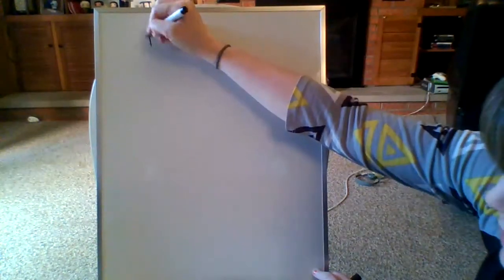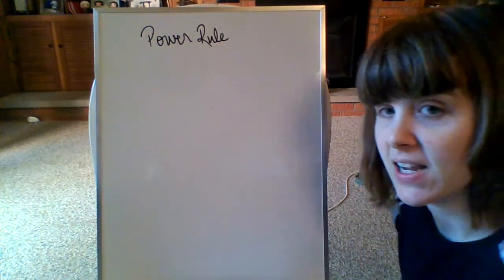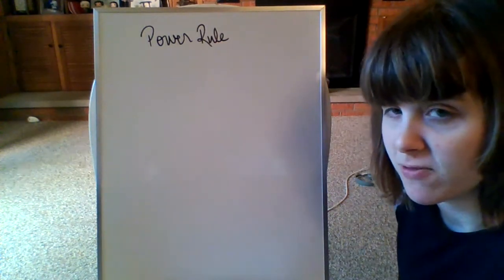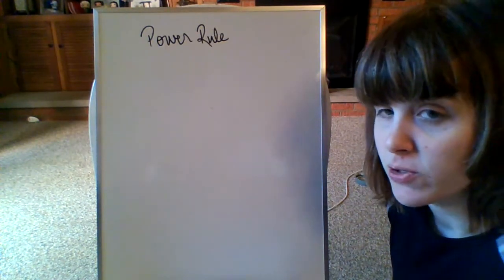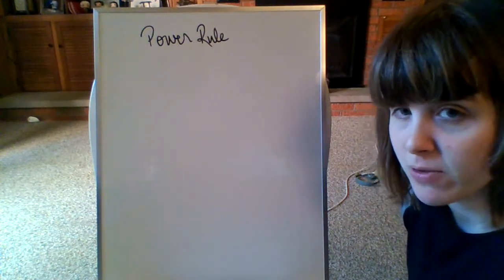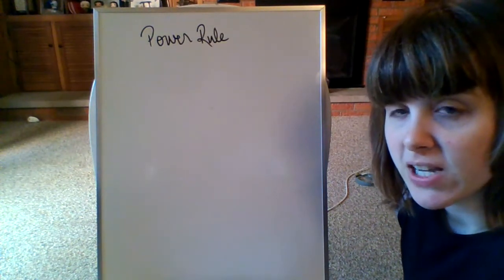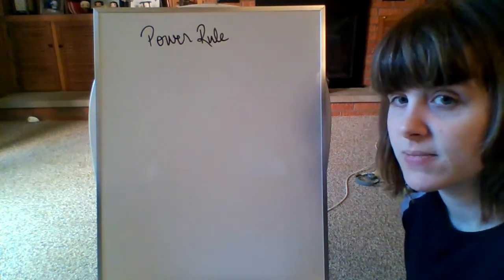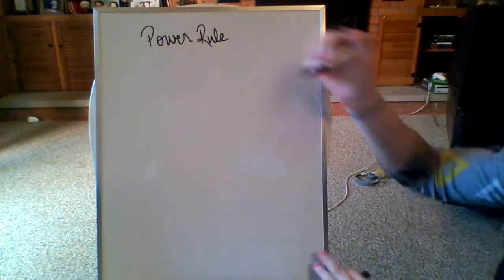Alright, now we have the power rule. The power rule says that you take the exponent, you move it to the front, and you multiply whatever number you had in front of your thing to start with by that power that you just moved to the front, and you take the exponent down by 1. So we're going to have our example here.